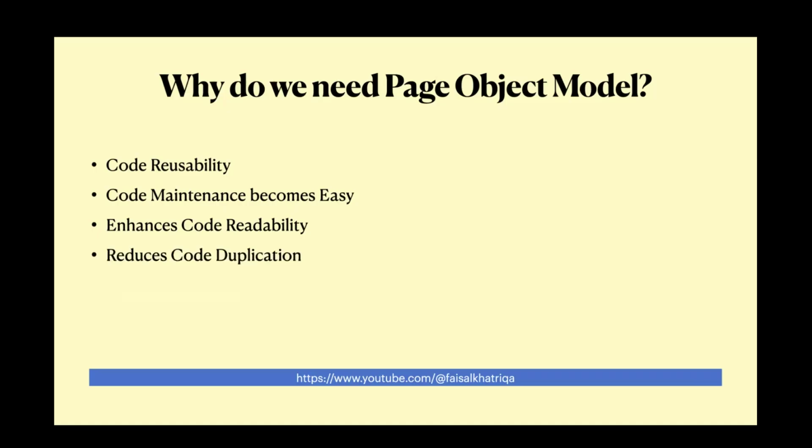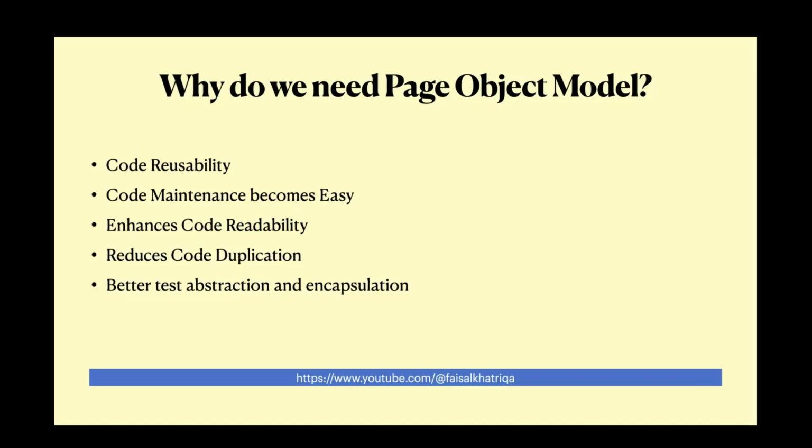Reduces code duplication. With page object model, the web elements and the page actions are centralized in the page object classes. This encourages the DRY or do not repeat yourself principle, making tests easier to maintain and less prone to errors.